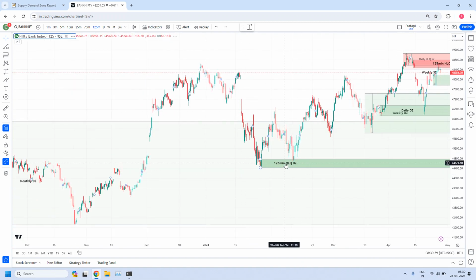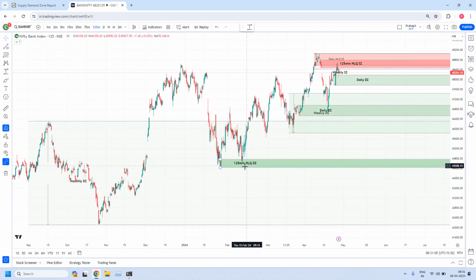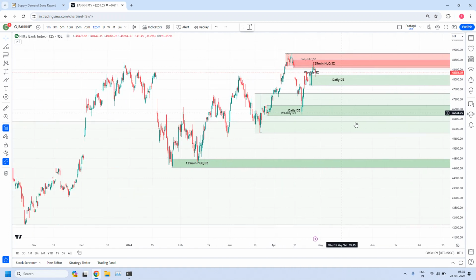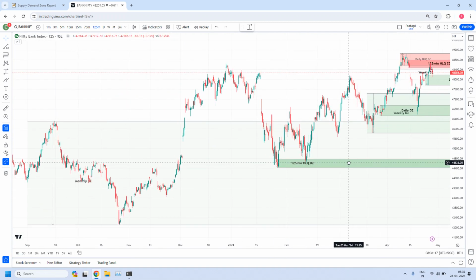See, earlier it picked up the orders from this zone. See the entire move, a very big move. How much has Bank Nifty given? One big advantage of Bank Nifty is it is always very good for swing traders.